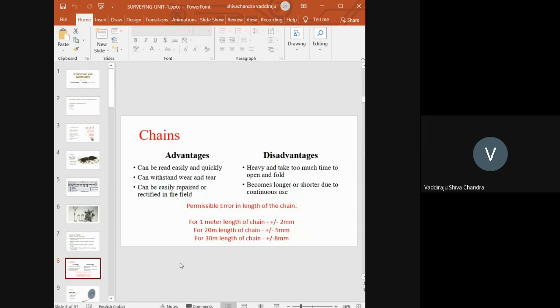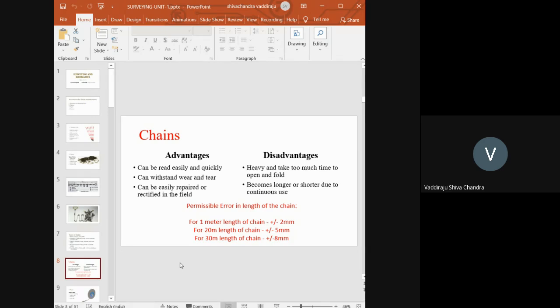But what are the disadvantages? It's heavy and takes too much time to open and fold. Okay, how to open and how to fold this chain, I will tell you in the lab directly, because if I explain it here nothing will happen. I will show you how we need to do it in the lab. It's very heavy, no doubt, because it's completely metal.